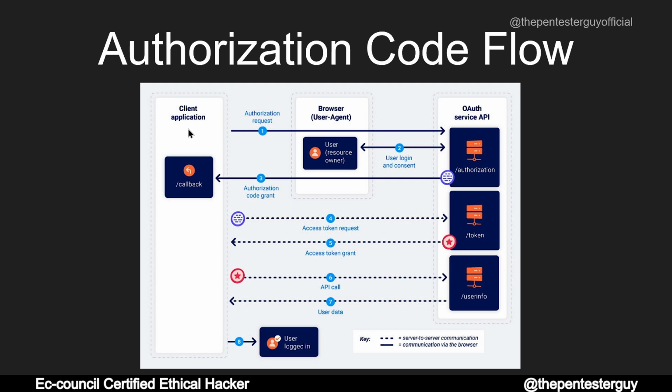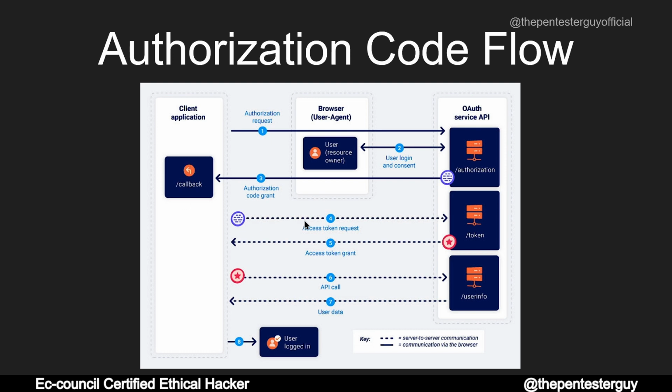This is a client application. You click on login with Google. Then the authorization request is sent to the authorization server of Google. Then you get a pop-up on your phone. You approve it. The approval goes to the authorization server of Google. Google gives an authorization code to the client app.